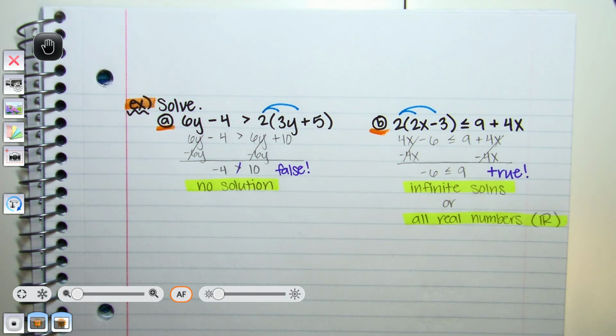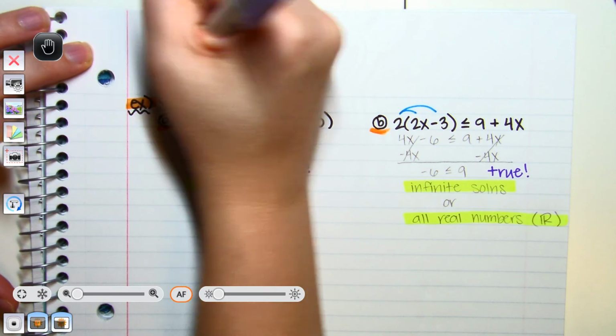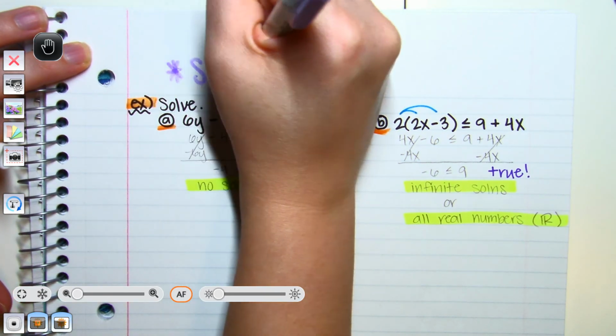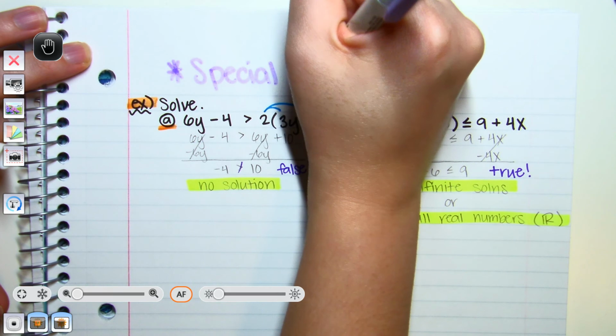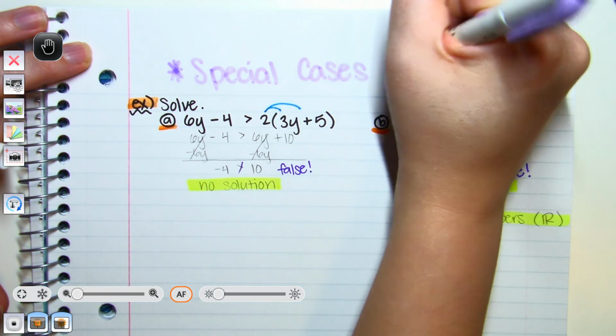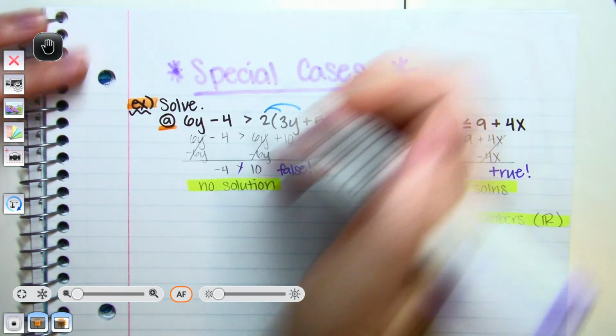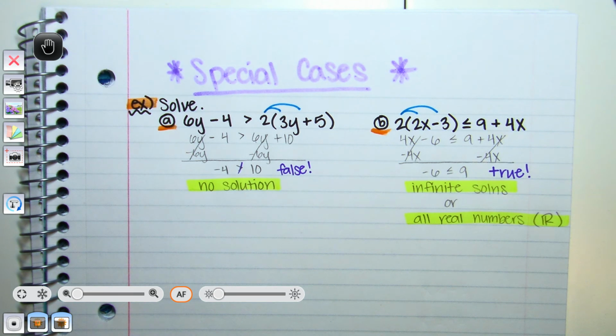All right, now I want to add a little title on this. So these were special cases. No solution, infinite solutions. Now, as you can imagine, for infinite solutions, if you were to graph that, it would be the entire number line. Every single number. You could plug in any number you want, and it would always be true.